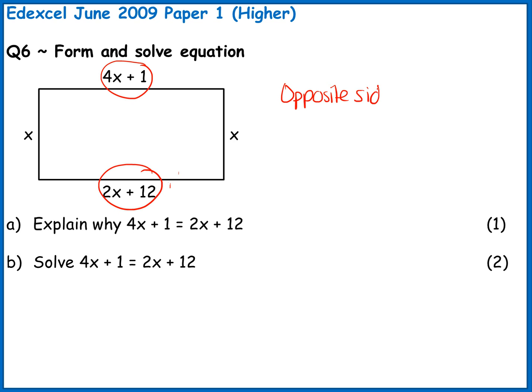So we could just say for part A that 4x plus 1 equals 2x plus 12 because opposite sides of a rectangle are equal in length. Next thing we have to do is to solve this equation.